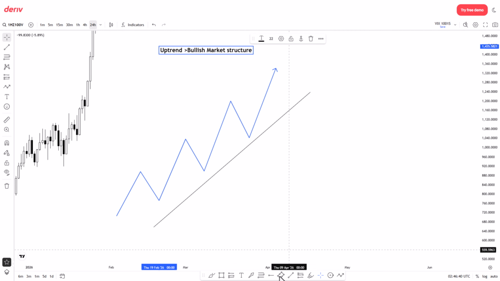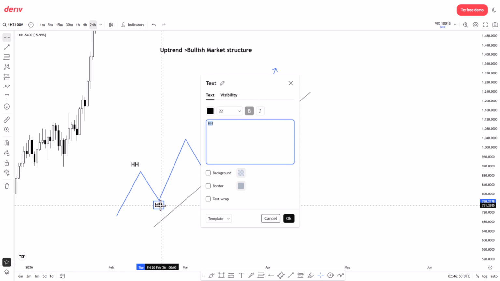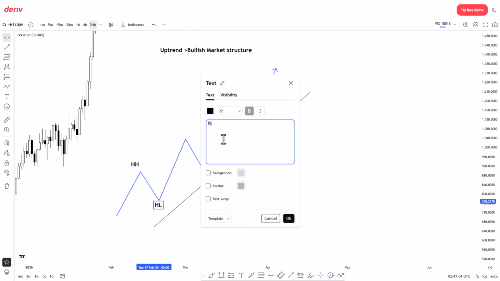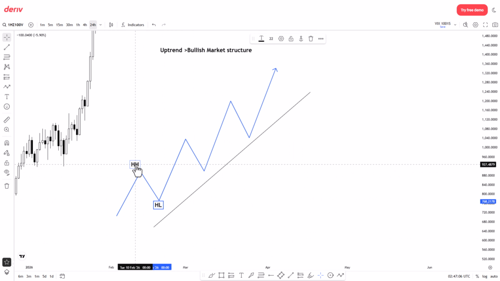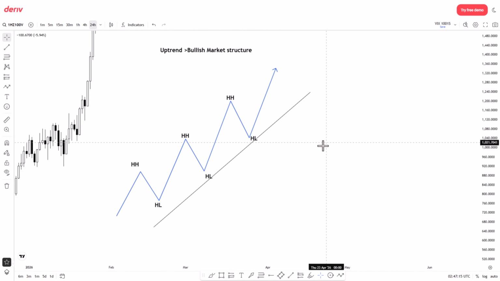In the uptrend market, we will see price creating higher high, and then we'll see price creating higher low. In an uptrend market we'll see price creating higher high, and in a downward market it is lower low. So here we see price creating higher high, higher low, and then we see the same thing, price repeat again and again. Whenever we see this, we know that price is in an uptrend.